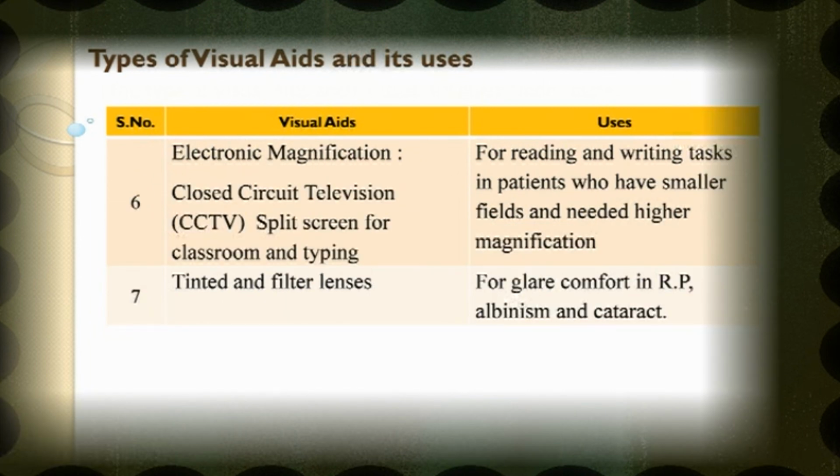The next aid is electronic magnification, closed circuit television, split screen for classroom and typing. This is for reading and writing tasks in patients who have smaller fields and need higher magnification. The next aid is tinted and filter lenses. This is used for glare comfort in RP, albinism and cataract.